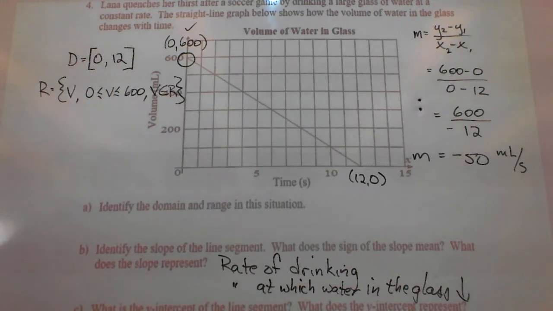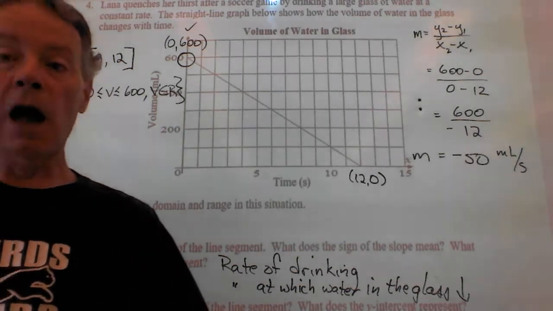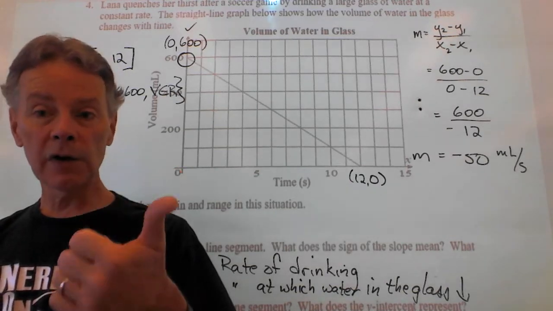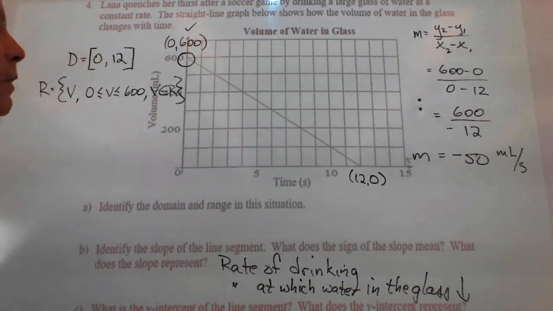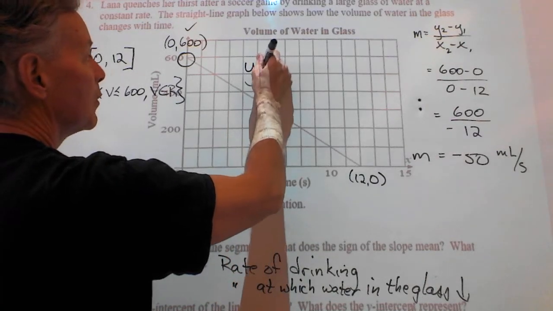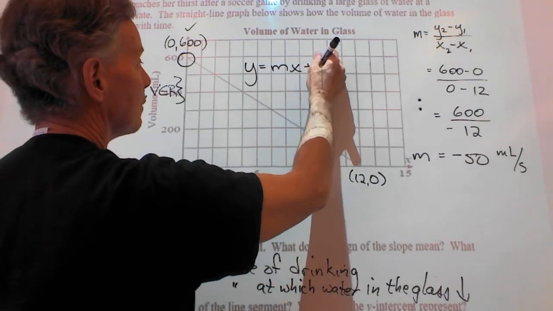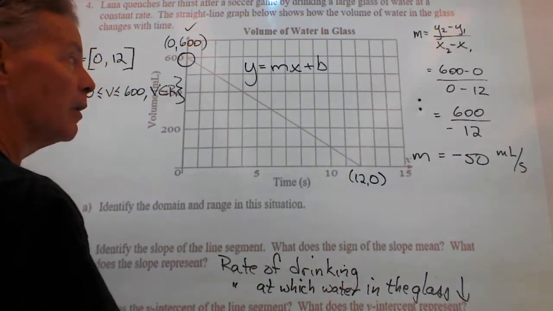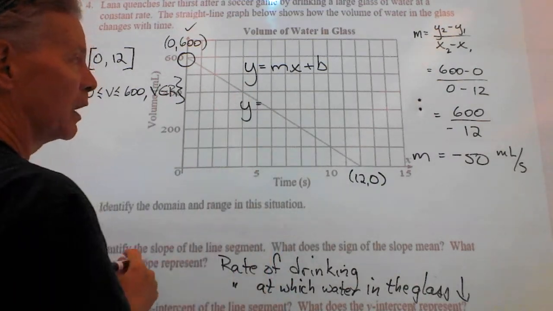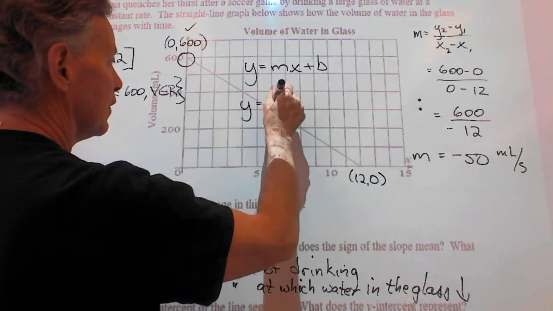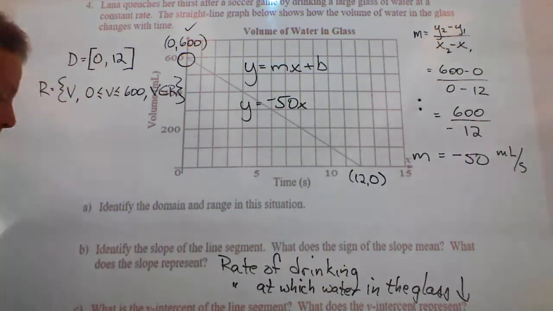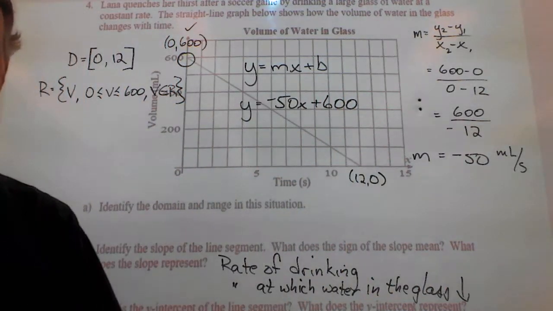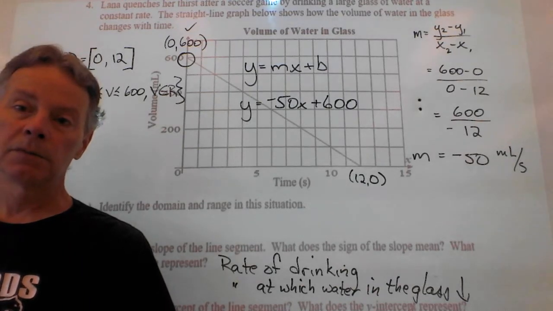What is the equation of the line in slope-intercept form? Our friend the slope-intercept form, which is so easy to write if you know the slope and you know the intercept. So we'll put it right here. Remember, slope-intercept form is y equals mx plus b, where m is the slope, b is the y-intercept. We already know those, so we just plug them in. Our slope is negative 50. Our y-intercept is 600. There's our equation in slope-intercept form. Okay? Pretty easy.